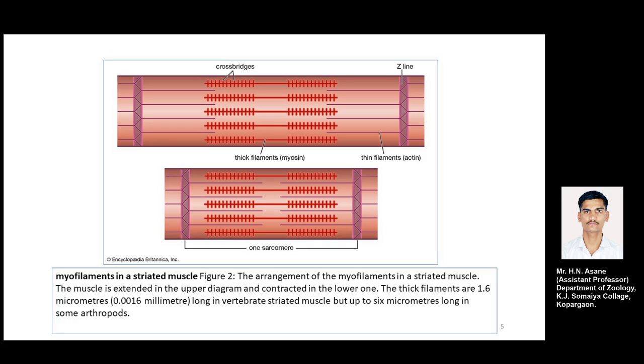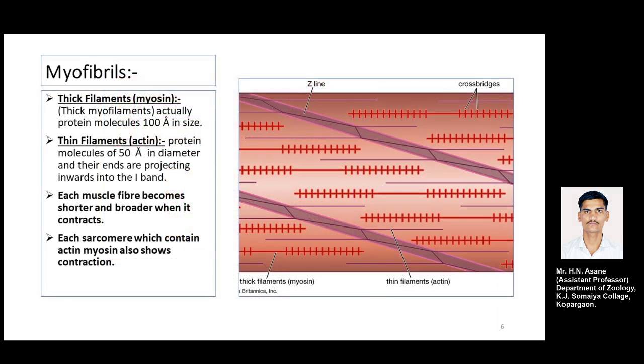So as you can see, the muscle is extended in the upper diagram and contracted in the lower one. The thick filaments are 1.6 micrometers, that is 0.0016 millimeter, long in vertebrate striped muscle, but up to 6 micrometers or 6 microns long in some arthropods. So these are the states when the muscle is contracted or relaxed. We are focusing on these myofibrils. What are these myofibrils?